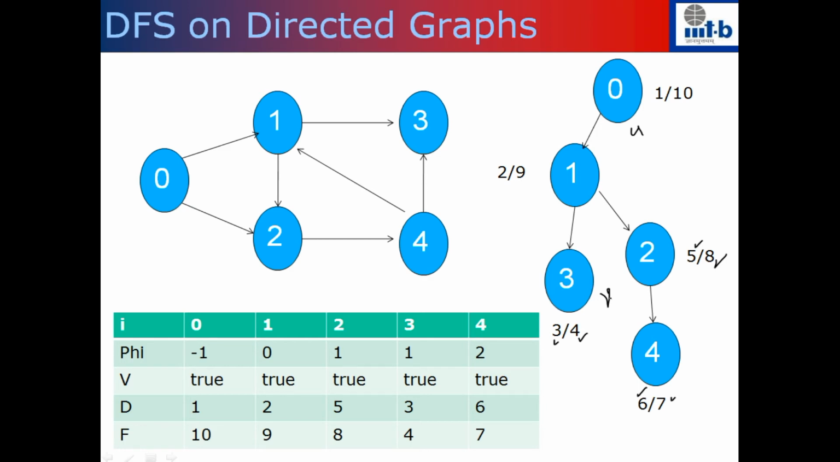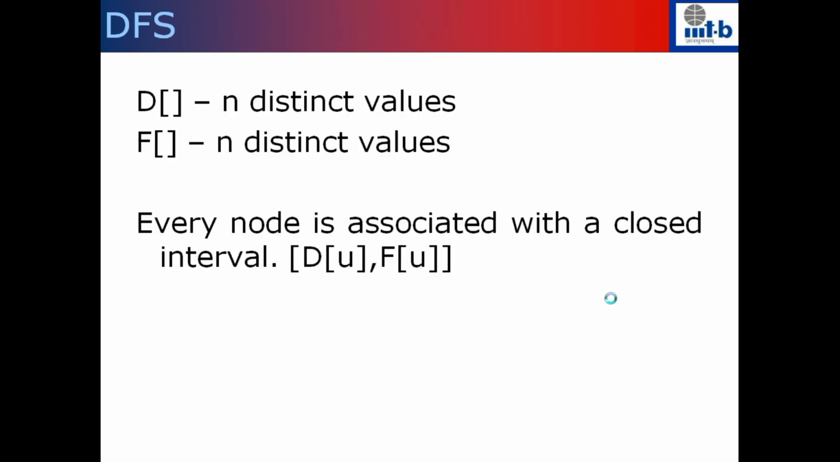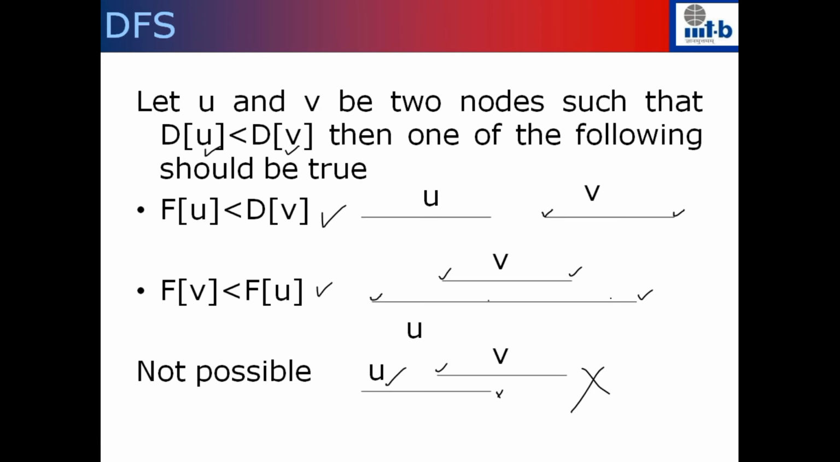what can only happen is that two intervals are disjoint, or one interval is sitting inside the other interval. It cannot happen that one interval partially overlaps with the other interval. So that's precisely what this slide is trying to say.